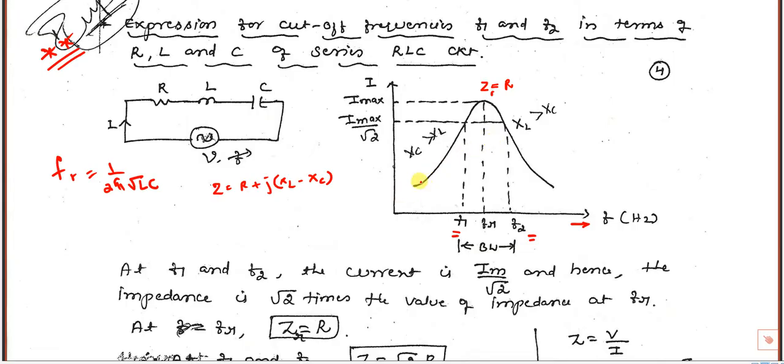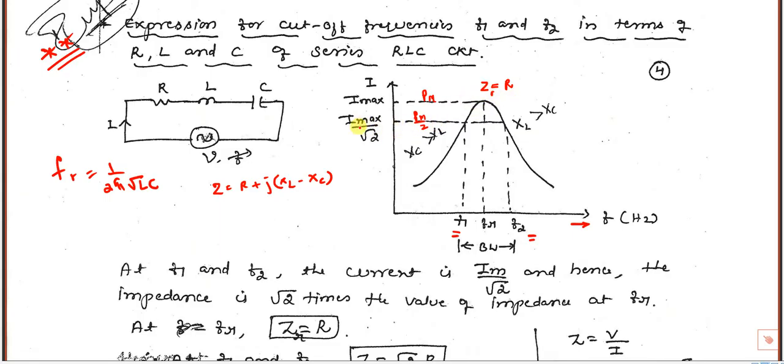At F1 and F2, current is given by Im by root 2. I already told, at resonance you are going to get I max, and similarly you are going to get P max also. For bandwidth we calculate at half power, so at this point you are going to get P max by 2. When power is maximum, we have resistance as R only. Now at half power frequency, what is the value of Z? We have to find out now.